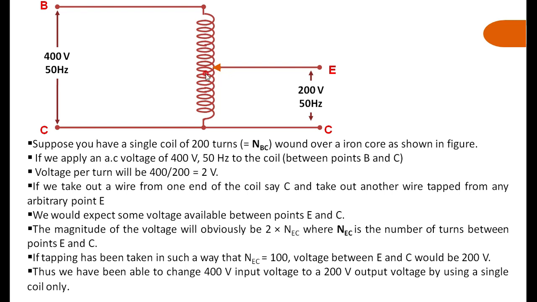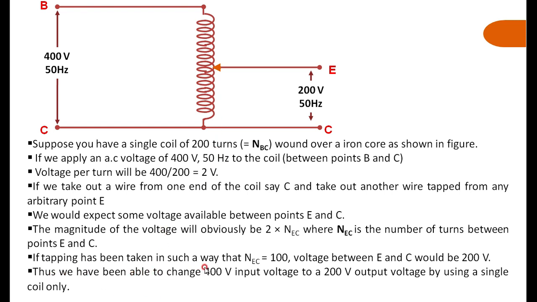If you want to change the tapping from 100 turns to 150 turns, in that case the voltage available between E and C is 150 into 2, that is 300 volts. Like that, you get a variable voltage across E and C depending upon the tapping on the auto transformer.